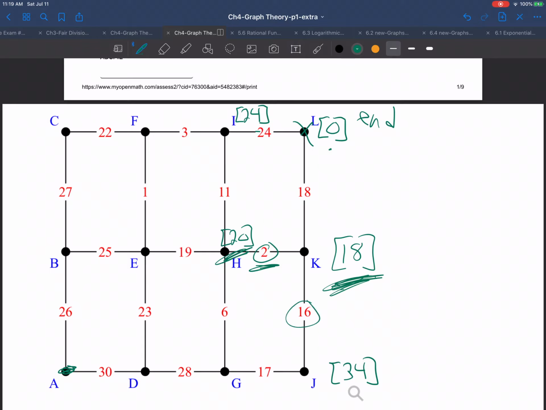And if j is 16 from k, take 16 and add 18, and you get j must be 34 from the end, right? Because it's 16 to here, and then 18 the rest of the way. All right, so you get the idea, I think, right? We're just adding up to find out how far every point is from the end. Okay, now, that whole time we were messing with this.